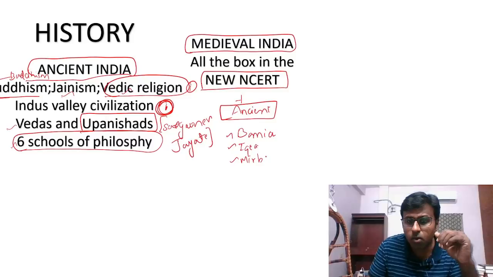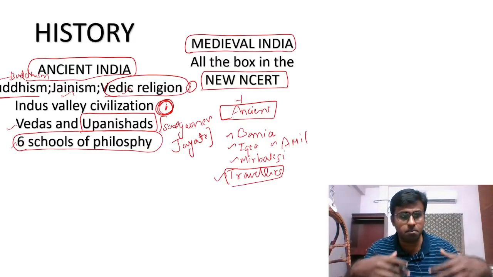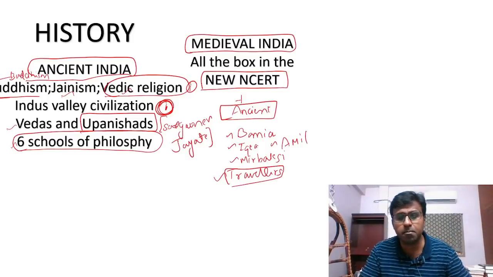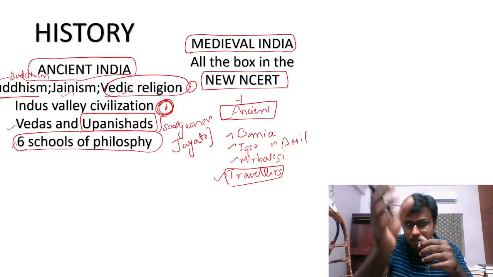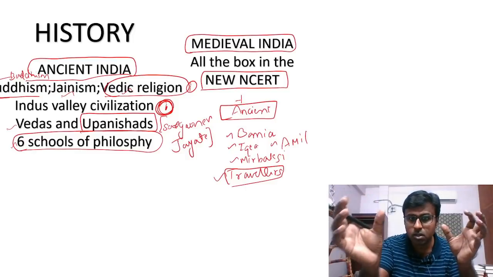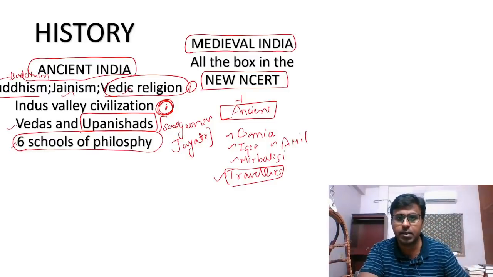What is Mir Bakshi? What is Amil? Or who are all the travelers who came to India? Fa-Hien, Huan Tsang, many other people who would have come. Razzak, many other people who came to India. You have to know all those people. Where are those things? It is in the medieval India book. And the boxes are the keys with which you will clear medieval India.